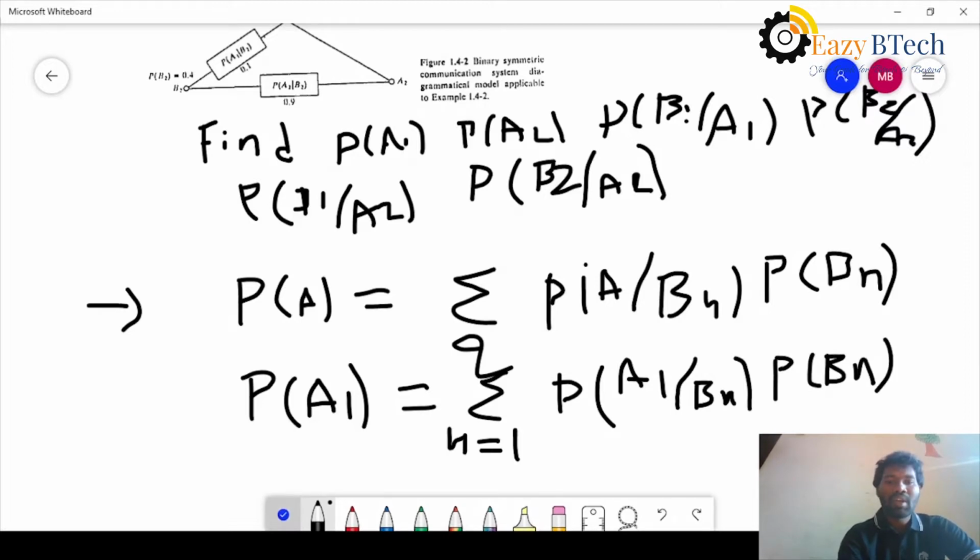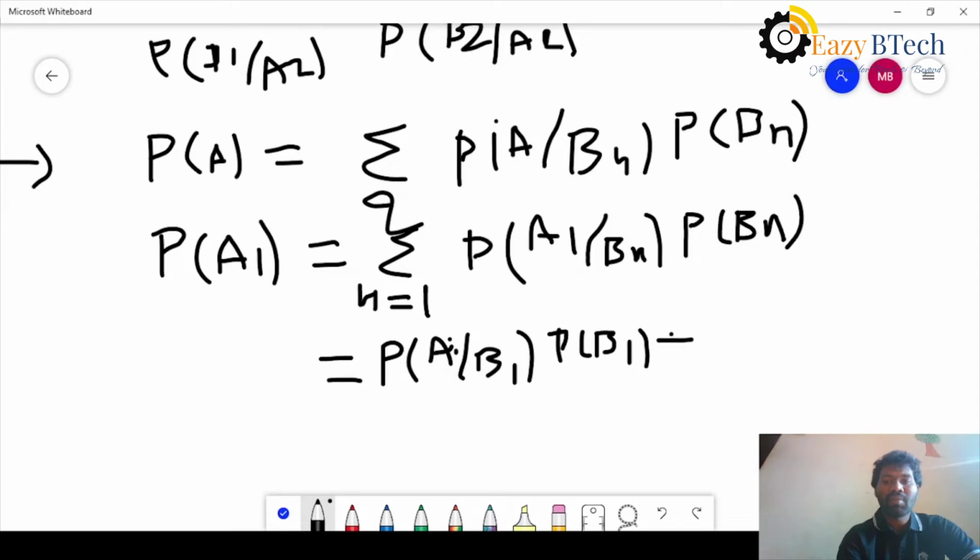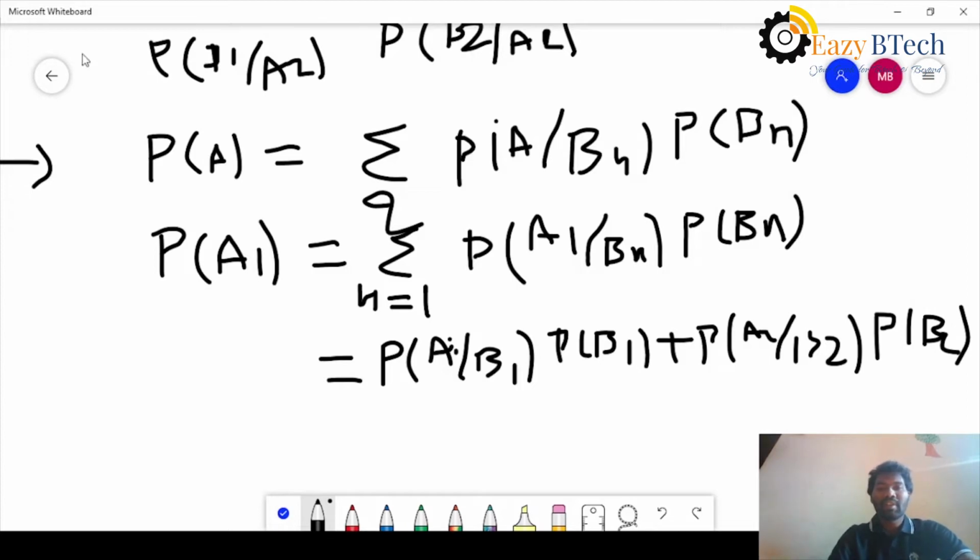Now I will expand this summation. Then it becomes P of A1 given B1 into P of B1 plus P of A1 given B2 into P of B2. After expanding the summation, you will get P of A1 given B1 into P of B1 and P of A1 given B2 into P of B2. So these are all four unknowns, but you can find all these four unknowns from the above figure.